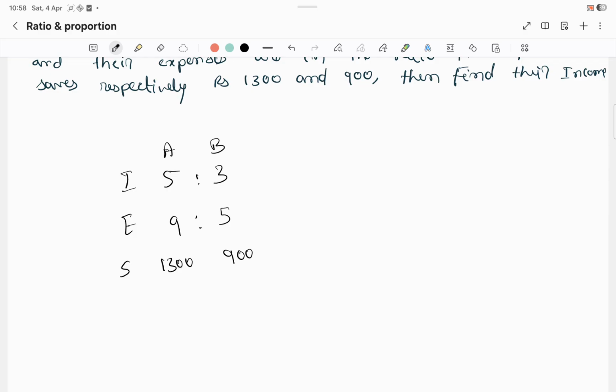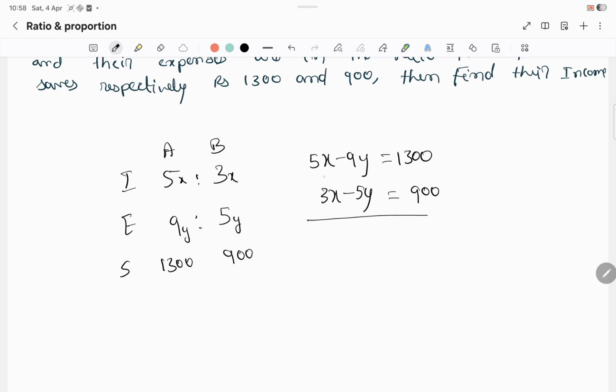What to do now? The best thing is a linear equation. See, these both are in the ratio, so 5x and 3x. These both are in the ratio 9y, 5y. So 5x minus 9y is equal to 1300, and 3x minus 5y is equal to 900. Then we have to solve it. We need to find income. Income means this value we need to find, means eliminate this.